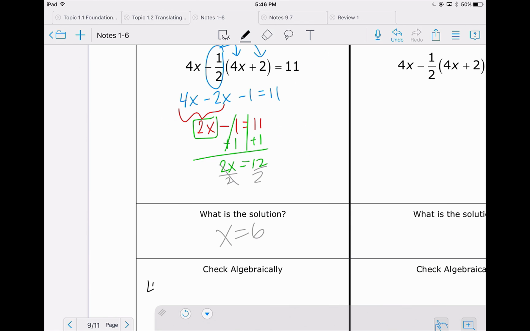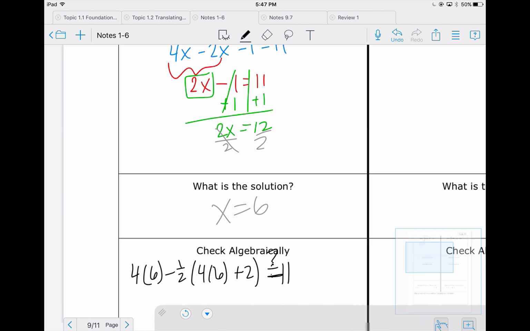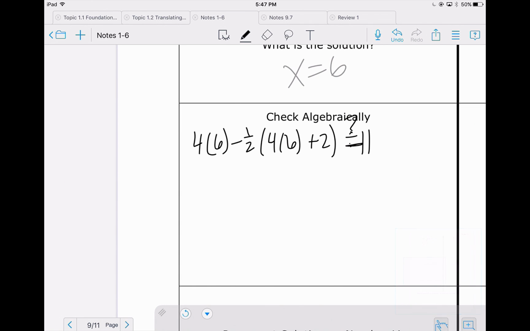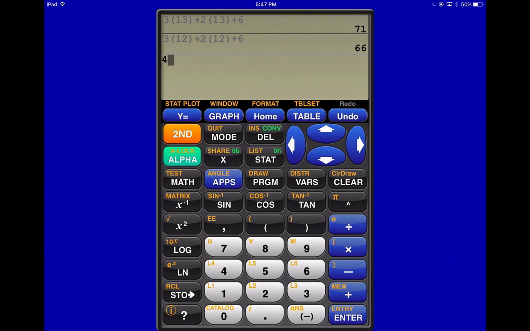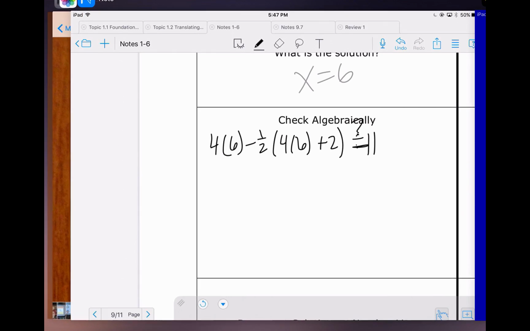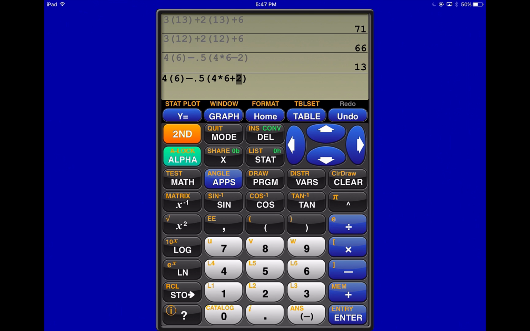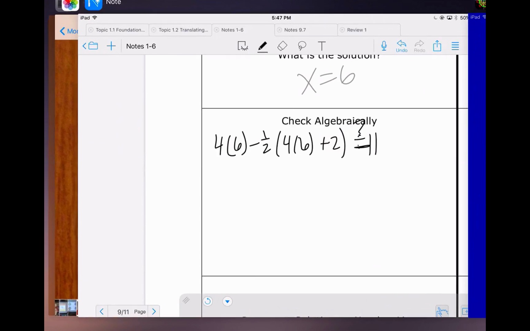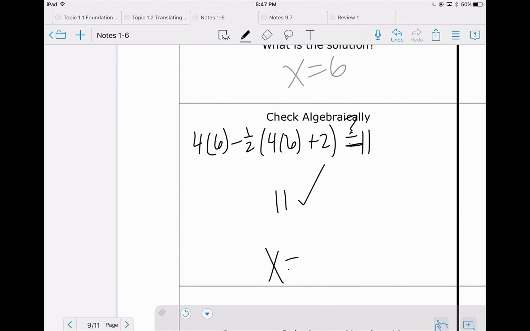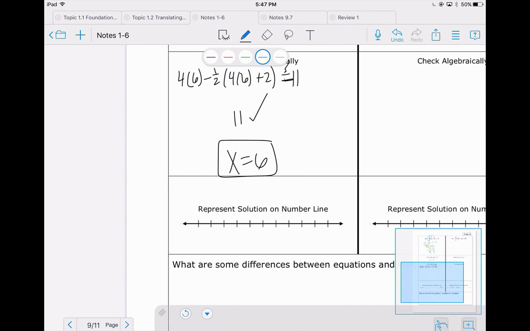Remember that when I check it algebraically, I'm plugging 6 in for x. So anywhere I see an x, I'm plugging it in. And I need to see, does this equal 11? I'm going to plug this into my calculator. Oh, I messed something up. Oh, plus 2 at the end. And this does equal 11. So x equals 6 is my solution. Remember, when I graph it, I do a filled-in bubble at 6.